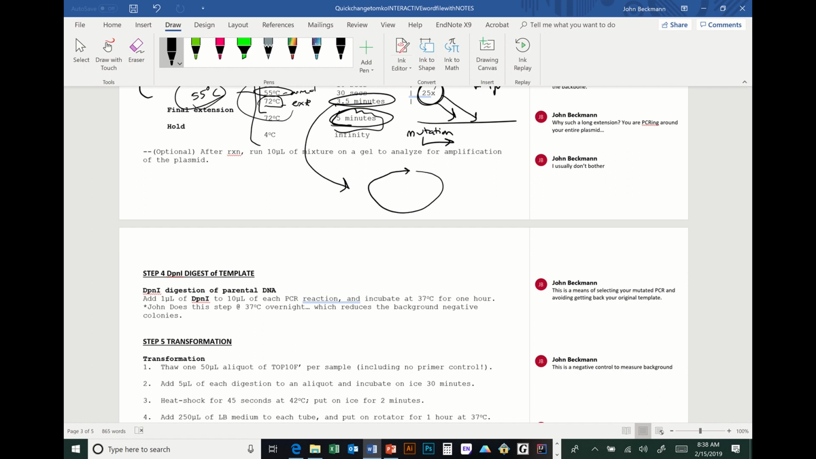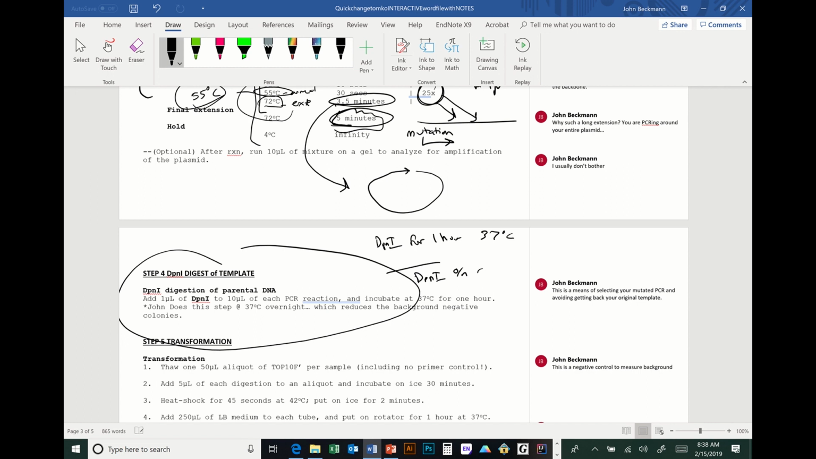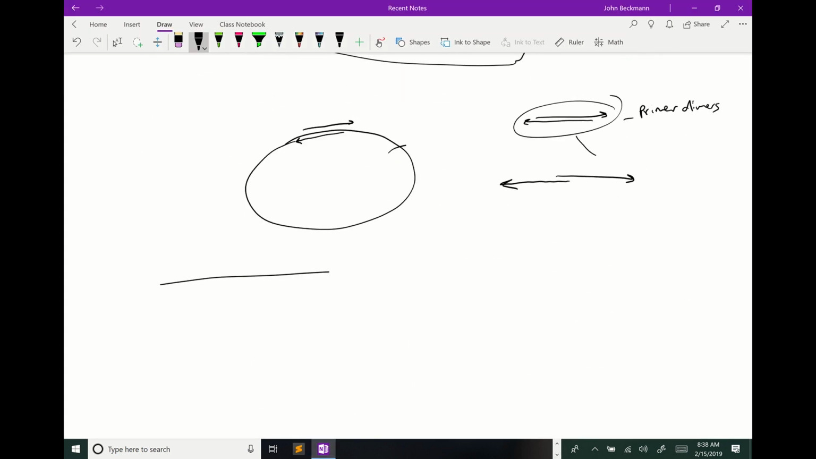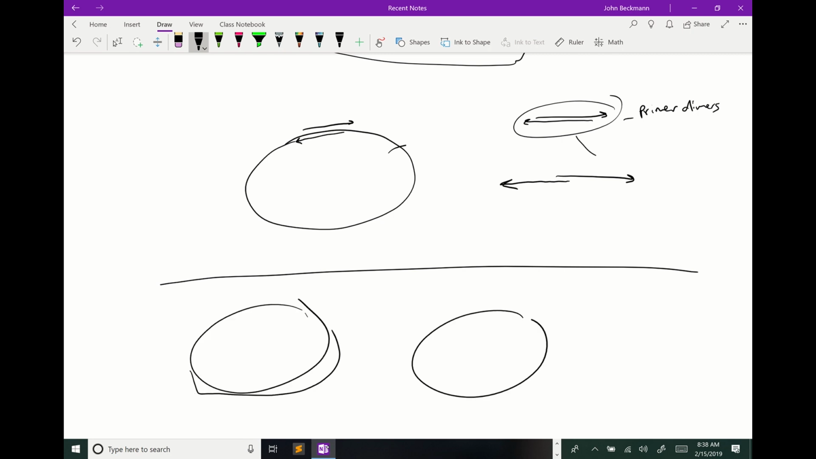But that's a good question. And then there is the DpnI digest, which we talked about. Here's a good thing to talk about. You could do DpnI for 1 hour, and people do that at 37, or you could do DpnI overnight at 37. What do you think is going to be the difference in the data if you do 1 versus 2? Yeah. So I always do overnight.